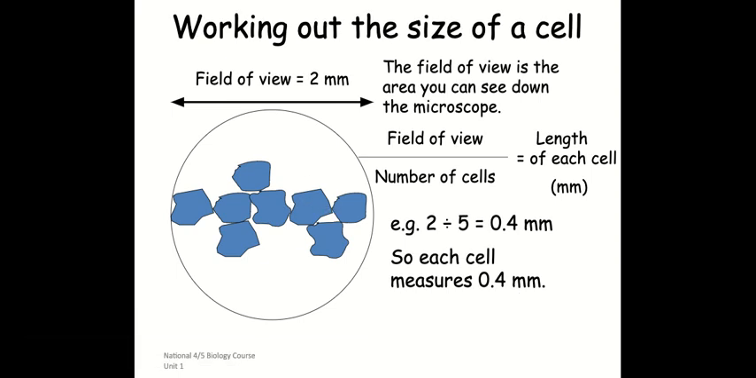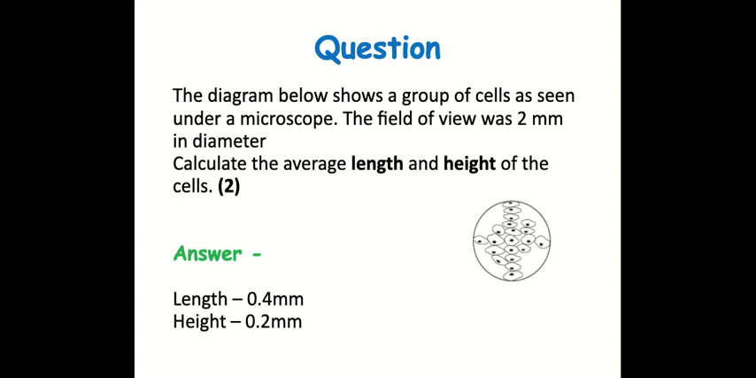Now we're going to try a few different examples of this. I've given you the answers here, but I'm going to explain how I got to each of these. The diagram below shows a group of cells as seen under a microscope. The field of view was 2 millimeters in diameter. Even though it's not got the wee bit at the top, it's telling me in the question that 2 millimeters is the field of view. It says calculate the average length and height of the cells. So it's 2 marks, this one.